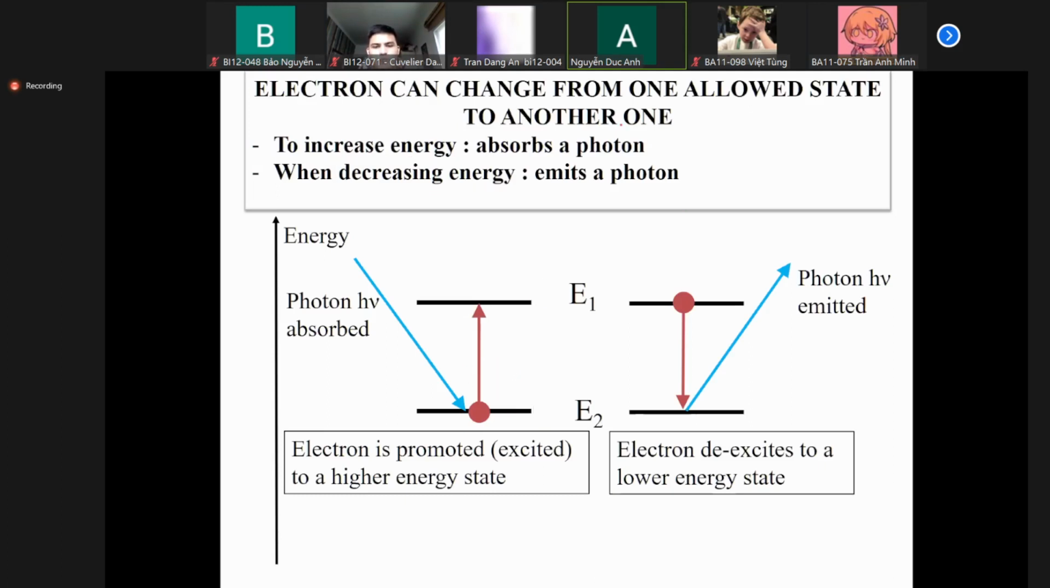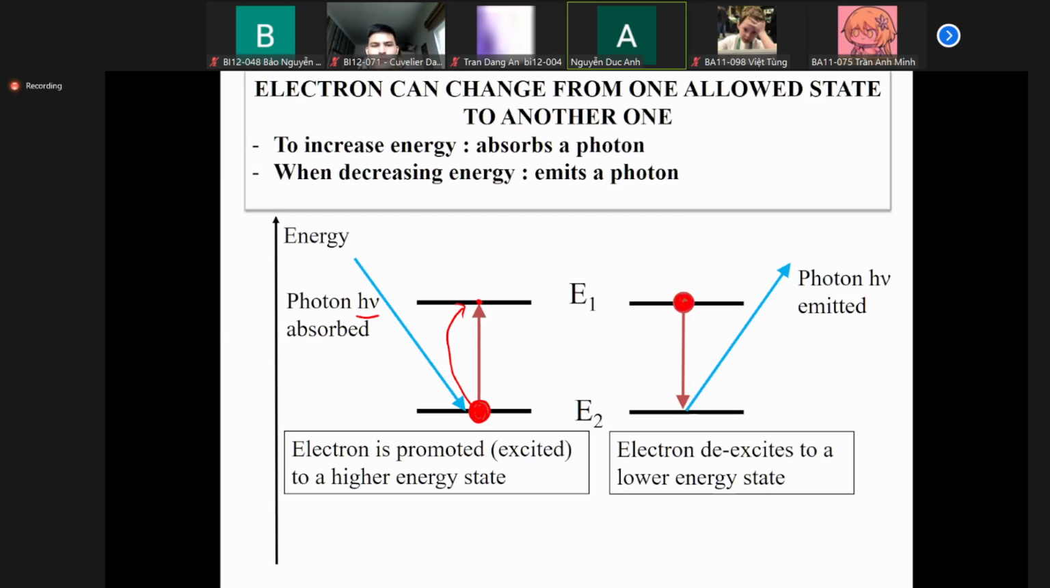So in the case of increasing energy, this means that the electrons will absorb energy from photons. This means you shine a light to the atoms, and then the light will be photons with a wavelength, right? They will donate energy to the electrons, and then the electron will jump to another allowed state.